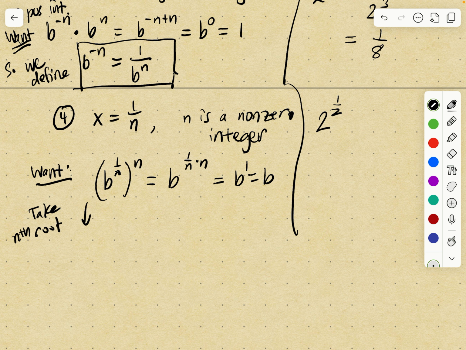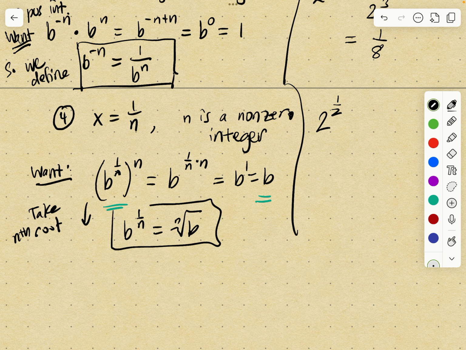Of both sides, b to the 1 over n to the nth power equals b. And you see that in order for those to be equal, you need b to the 1 over n to be equal to the nth root of b. So that is the definition of b to the 1 over n. It's the nth root of b, which, I'll just remind you, has to be a non-negative number. So we define it to be the non-negative nth root. So for instance, 2 to the 1/2 power means the square root of 2. 2 to the 1/5 power means the 5th root of 2.